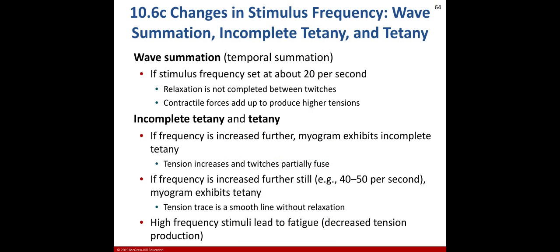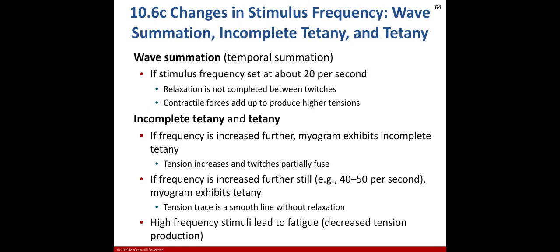When we look at these graphs, we can categorize them by how they look in a few different ways. First, we have wave summation. If the stimulus frequency is about every 20 seconds, so every 20 seconds we are wanting that muscle to fire, we never really get complete relaxation between the twitches. And when that happens, the contractile forces add up and get higher tension.